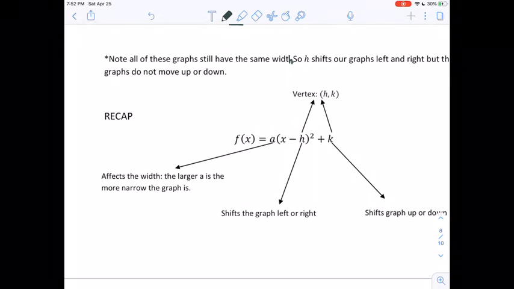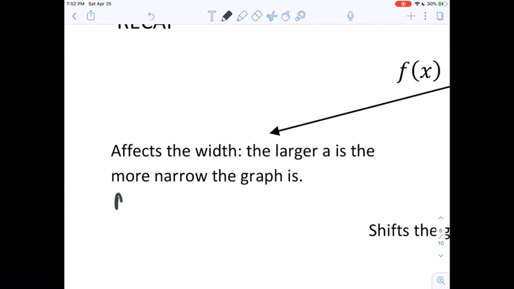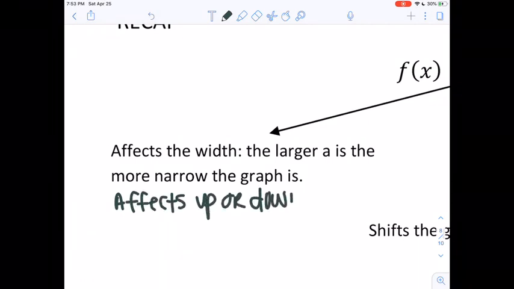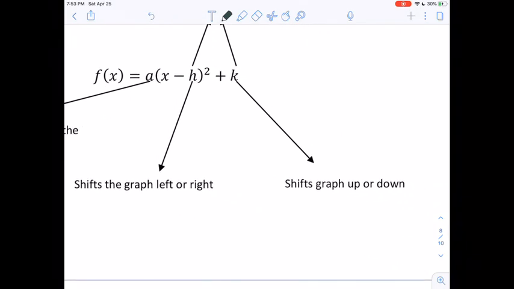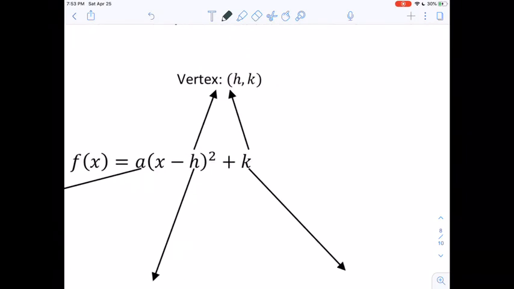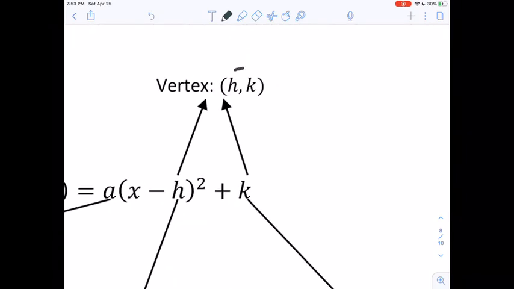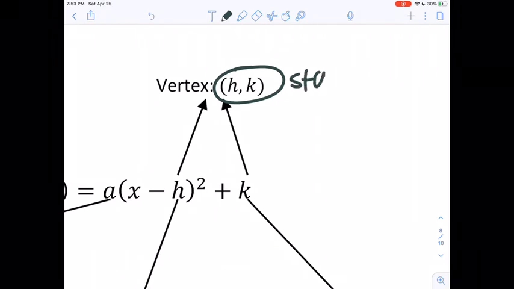Your a, no matter what form we're in, affects your width. The larger a is, the more narrow your graph is. It also affects up or down. Okay, your h, so this number inside with the x, always shifts it left or right, opposite of what you would think. Okay, so in the standard form, this would be shifting it to the right. Okay, and then your k shifts your graph up or down along the y-axis. And then finally, h comma k, that's going to give us our starting point. That's our vertex.